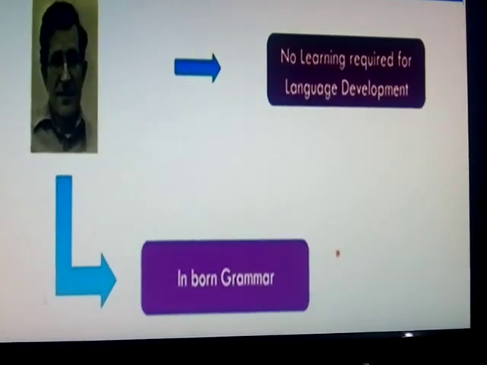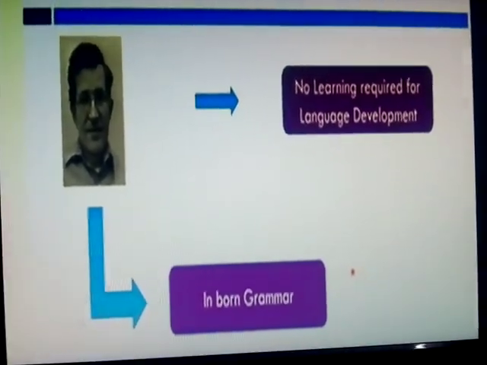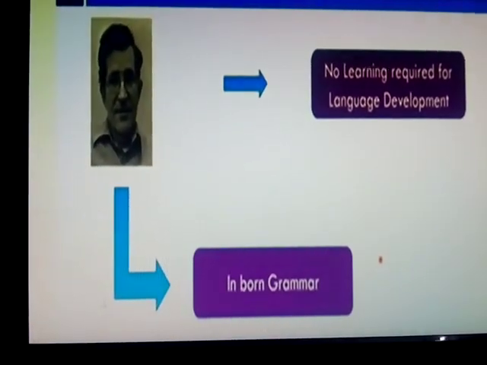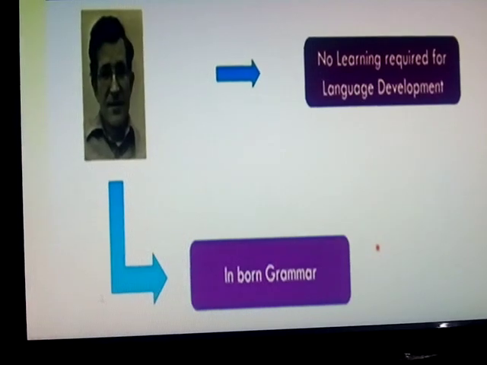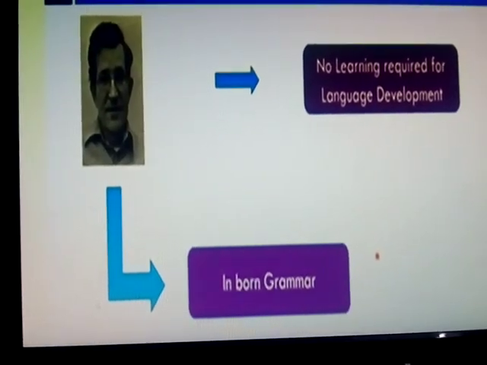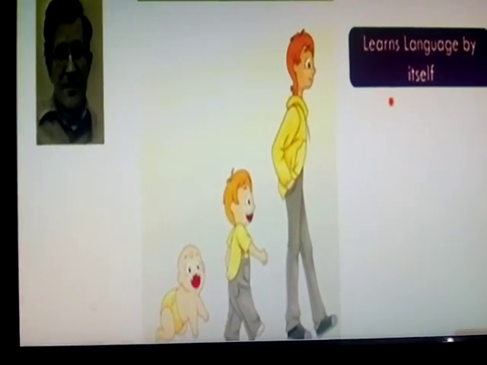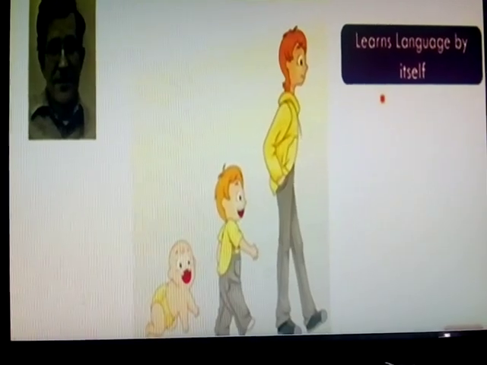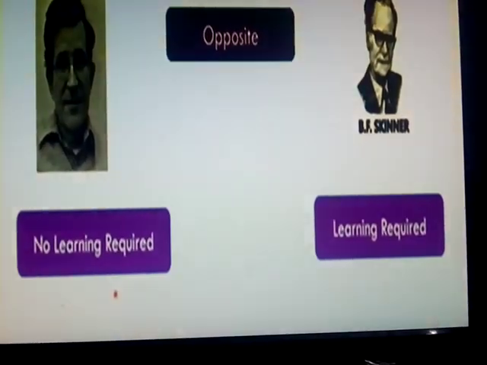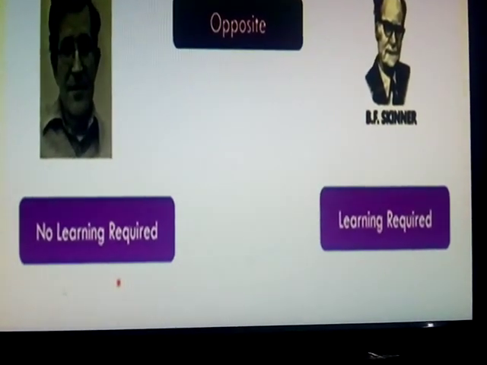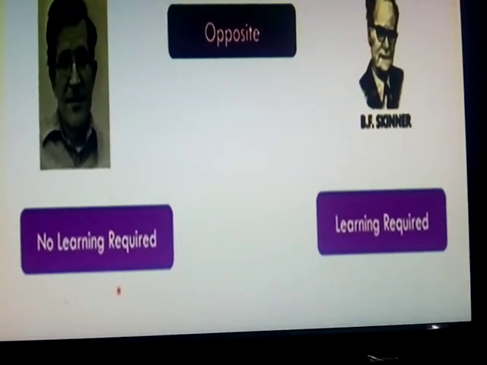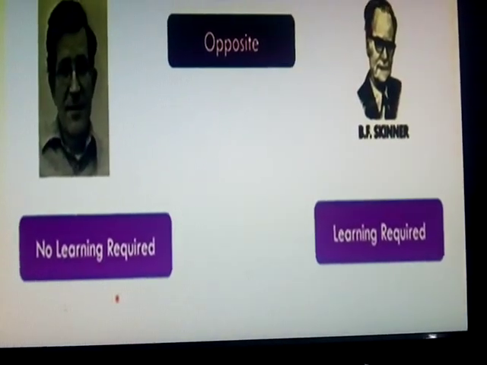Next, Chomsky. No learning is required for language development; grammar is inborn. The learner acquires language by itself. Opposite: no learning required versus learning required. This is the opposite side of Skinner and Chomsky. Thank you.